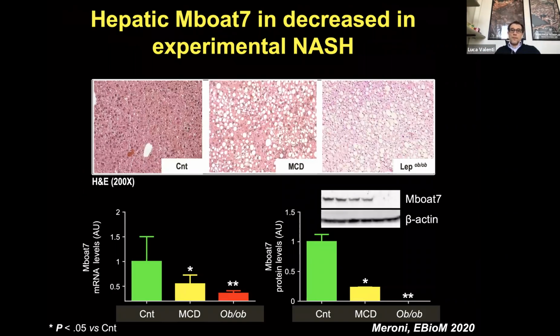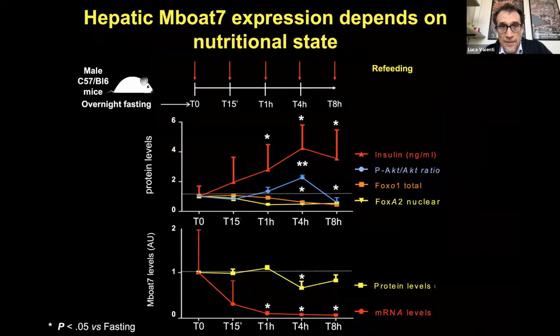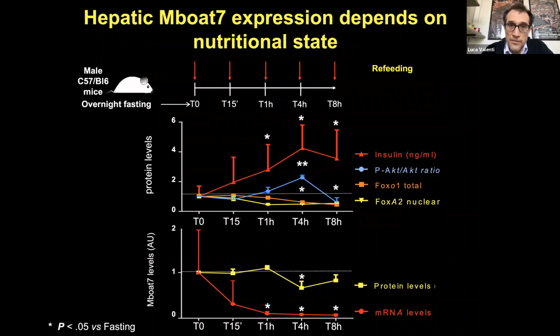So we recapitulated exactly these results in our lab, showing that, for example, MBOAT7 is downregulated not only in dietary models of steatohepatitis due to the methionine-choline deficient diet, but also in particular in ob/ob mice, where there was not only a downregulation of the gene expression, but also of the expression of MBOAT7 at protein level. And we tried to study what were the mechanisms leading to this downregulation of MBOAT7.